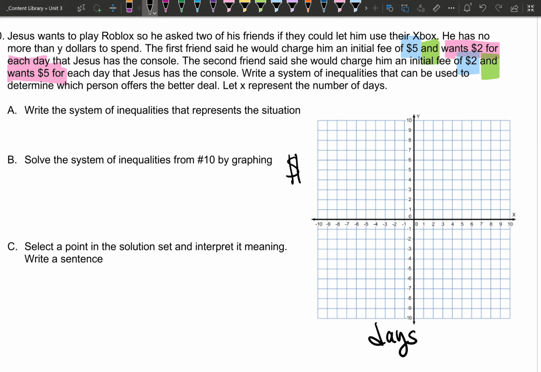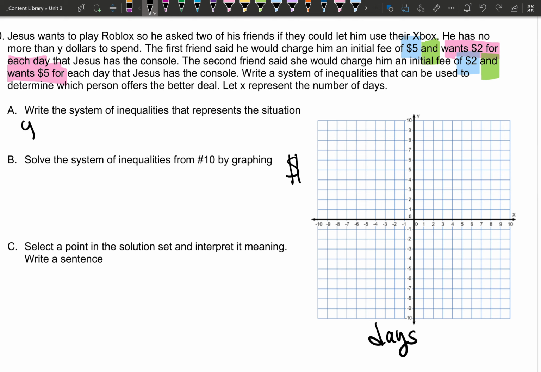X will almost always be the time measurement in the problems you do. So if you're doing problems that involve any sort of time, like years, days, months, seconds, minutes, hours, etc., it's X because time is independent. You cannot control time. Right now we can't control time, so everything kind of depends on time. Anyways, let's write a system.